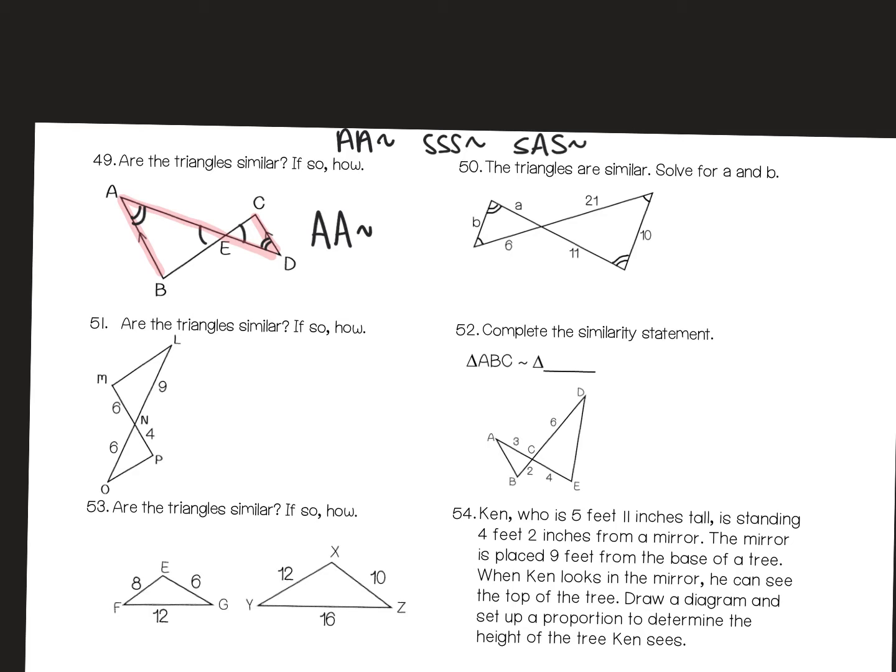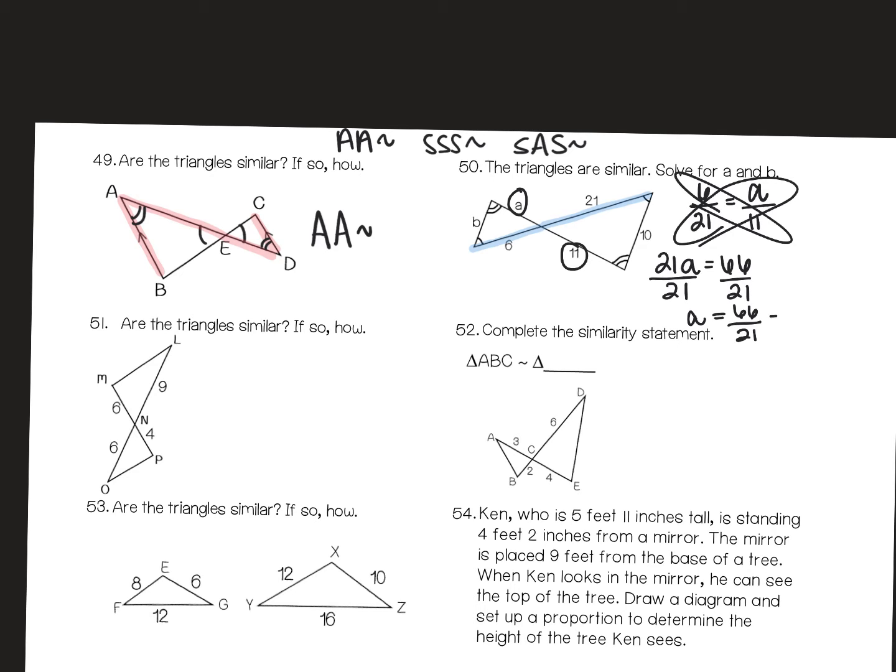For the next one, we're going to solve for A and B. So I need to set up a proportion. I'm noticing that this side and this side correspond, so I can make that one of my fractions. So 6/21 equals, and then A would correspond with 11. And then when I start to solve, I get 21A equals 66, and I divide both sides by 21. That just simplifies, and I can divide them both by 3, so that would give me 22/7.